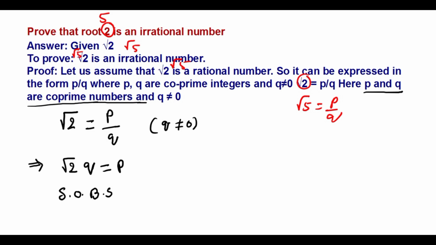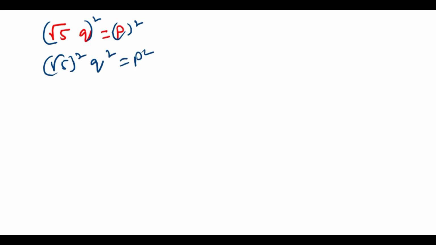So here we write root 5 instead of root 2. Then I will show one model of how to prove this. So root 5 into Q is equal to P. Now take squaring on both sides. Then what do you get? Root 5 squared Q squared equals P squared. Root 5 squared is 5. 5 Q squared is equal to P squared. Then Q squared equals P squared by 5.